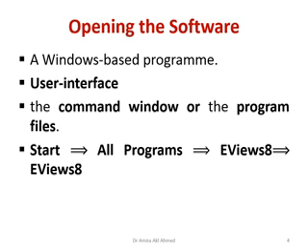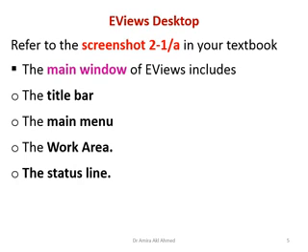To load EViews from Windows, choose Start, All Programs, EViews 8, and finally EViews 8 again. After loading the software, the EViews window shown by the screenshot 2.1a will be displayed. The main window of EViews has 4 parts. The first part is the title bar. It is at the very top of the main window.